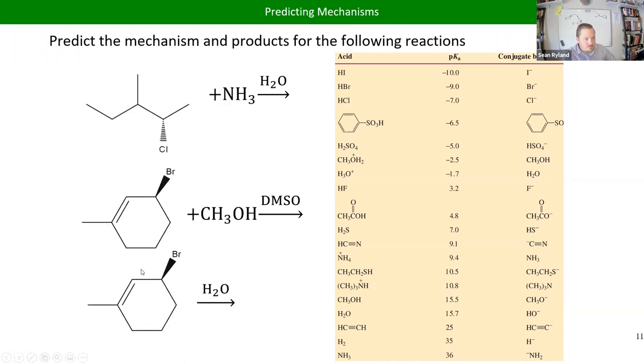All right. We've got more practice with these. We'll come back in 10 minutes, come back at 10 after 9, and we'll do these three because this brings some resonance in, and we'll talk about resonance and how that affects things a little bit, and then we'll get into elimination reactions. All right, I'll see you in 10.